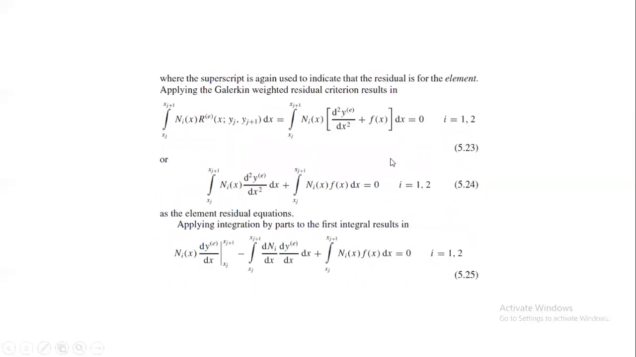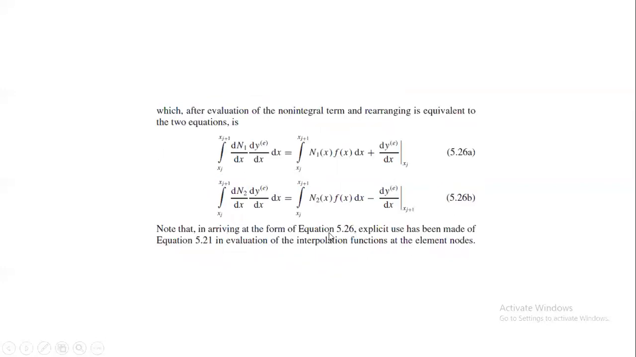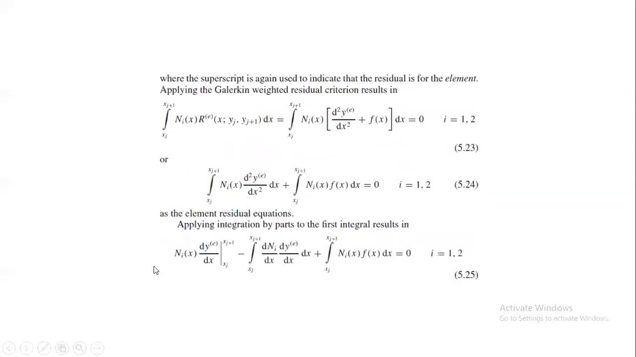So in short, when you are talking about the Galerkin weighted residual criterion, you can find this result. Okay, and then of course, as I taught you earlier, the integration by parts, and then remember that it has got 2 representations. After evaluation of the non-integral term and rearranging, it is equivalent to 2 equations. What is the difference in these 2 equations? You can spot it easily: N1 and N2, the integral of the same thing with N1 and then with N2. Okay, so please remember that.